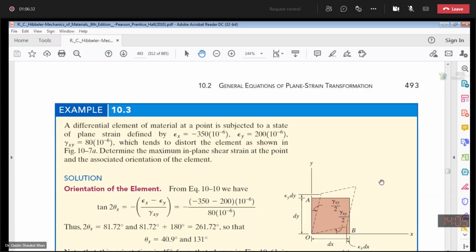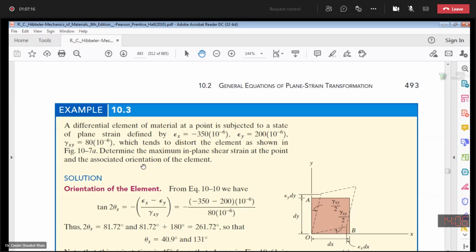Similar data is given. Again, a differential element of a material at a point is subjected to a state of plane strain, which is defined by epsilon x is minus 350 microstrains, epsilon y is 200 microstrains, and gamma xy is 80 microstrains. So again, epsilon x is negative, so it means there is a reduction in the length along the x-axis, and along the y-axis you have an increase in the length as your strain epsilon y is 200 microstrains, and your shear strain is positive as your angle AOB is reducing.